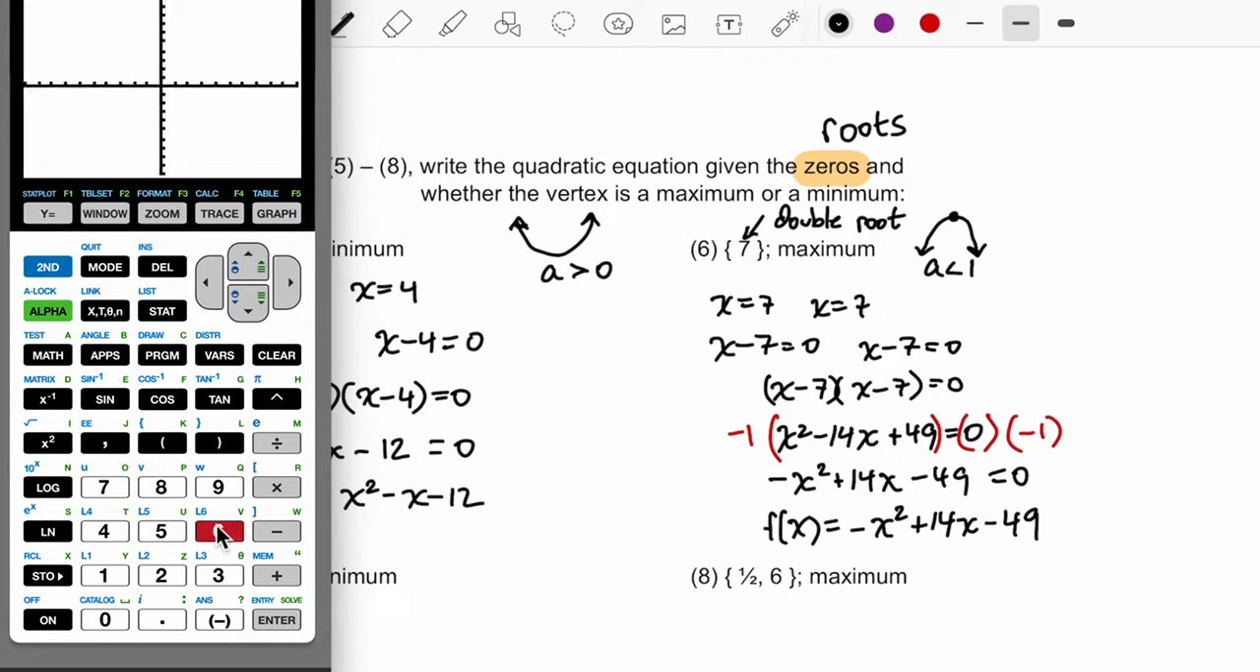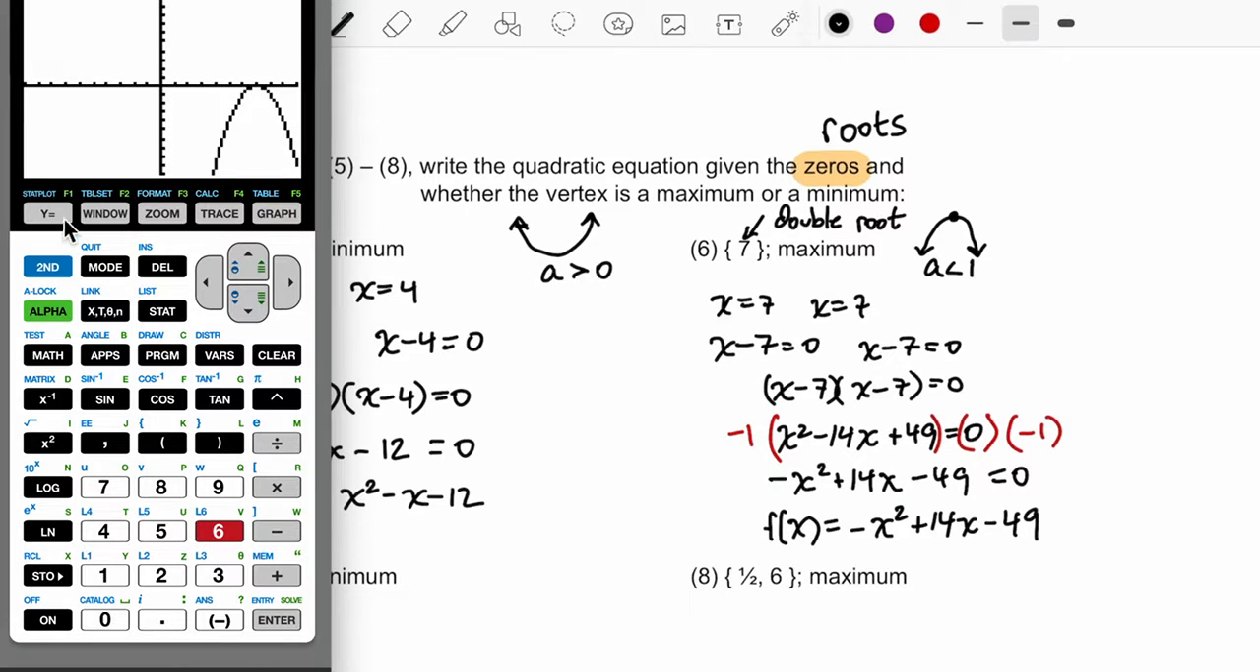Do a quick zoom 6. 1, 2, 3, 4, 5, 6, 7. Right at x equals 7, it has an x-intercept. Also a vertex, as it turns out. If you're going to have a parabola that touches the x-axis only once, the location that it will touch the x-axis at would be the vertex.